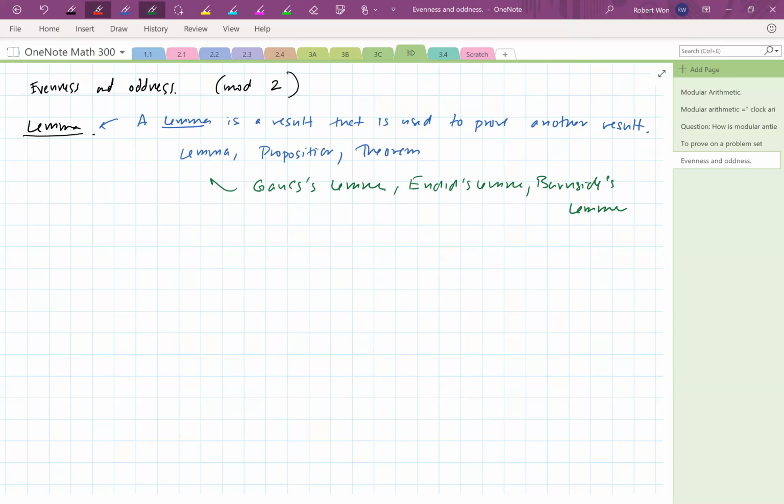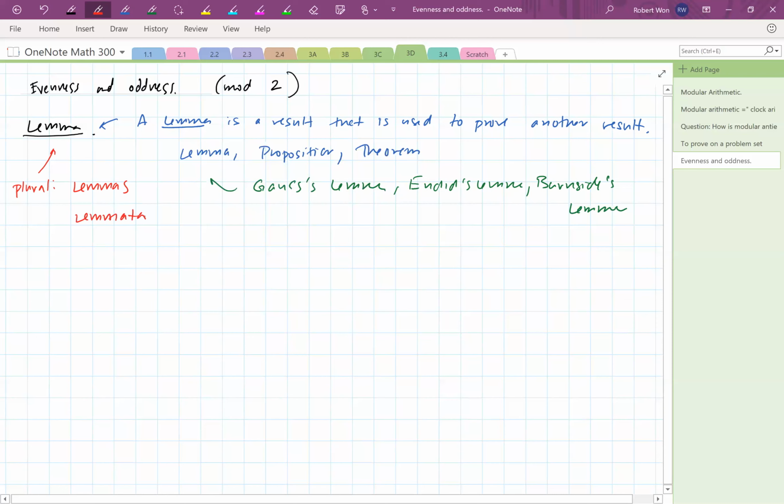Maybe another thing that you should know is that the plural of lemma, you can say lemmas. In fact, if you want to seem like a normal human being, you should probably say lemmas. But you can also pluralize lemma by lemmata.